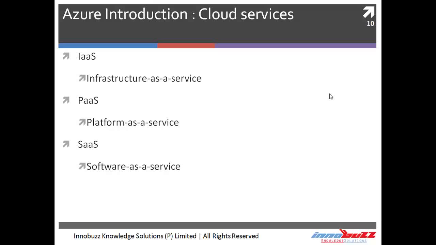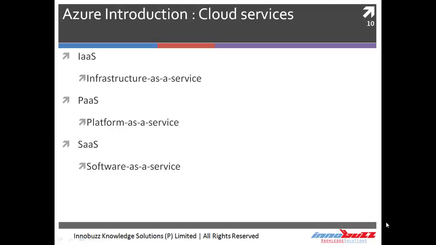IaaS, what is it? It's infrastructure as a service. PaaS, platform as a service. SaaS, software as a service. So you see all the things are as a service. So the whole cloud is not an application, it's a service. You can subscribe for it, unsubscribe for it, you can use it in whatever manner you want.